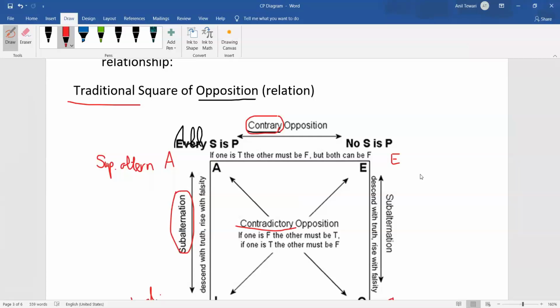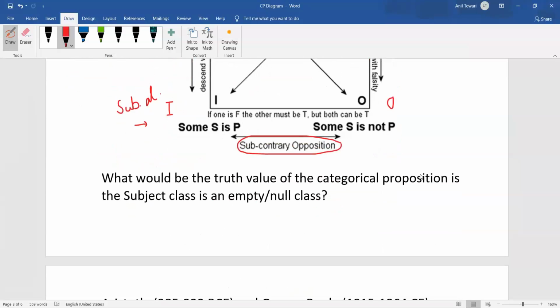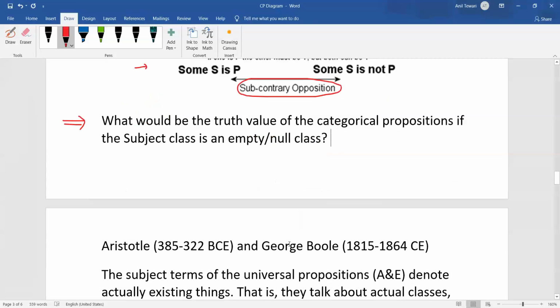This is the old one. Now there is a modern square of opposition, and that is developed by raising this question: what would be the truth value of the categorical proposition if the subject class is a null class or empty class? Consider if I say all Martians are animals, the inhabitants of Mars. All creatures of Mars are animals, and there is no creature on the planet Mars. So what would be the value of the proposition if I say all Martians are animals, or no Martians are animals, or some Martians are animals, or some Martians are not animals?